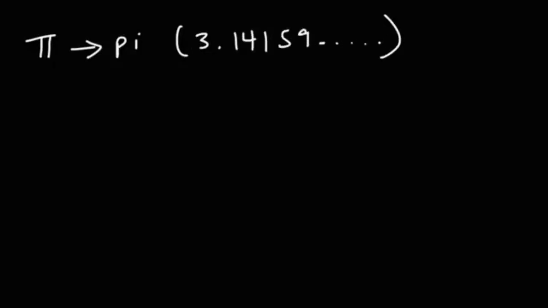Next up, we have the symbol pi. Pi is 3.14159 with some other numbers after that. But perhaps you've seen pi in this formula. Circumference is 2 pi r. That's the circumference of a circle, or the area of a circle, pi r squared. Typically, when you're dealing with circles, you have pi in it.